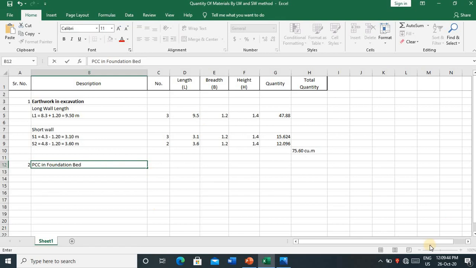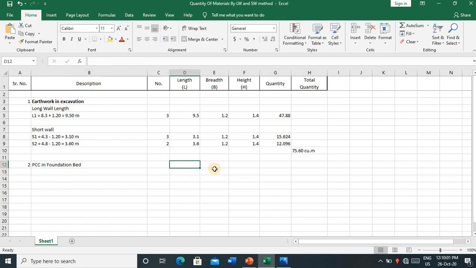You will not be having an Excel sheet or laptop if the exam is on the regular basis, like the pen and paper method. So you have to prepare this measurement sheet, write down these numbers and then calculate the quantities by calculator. For teaching you I am using this Excel sheet. So for exam purpose you need to practice more and more on paper. Okay, so PCC in foundation bed.